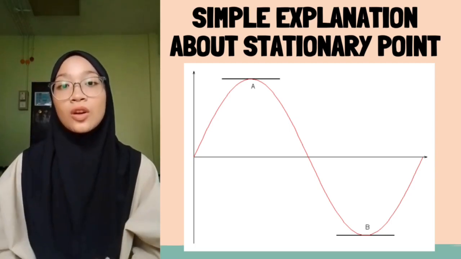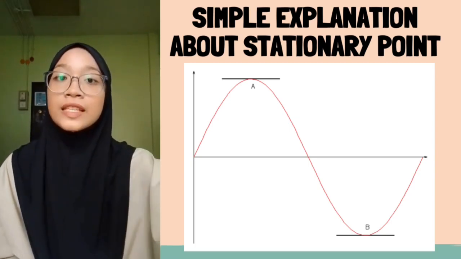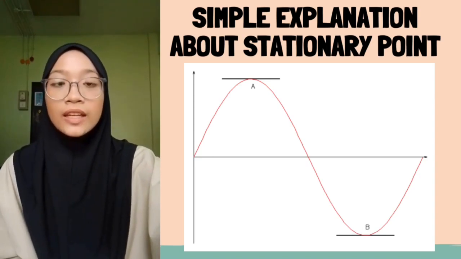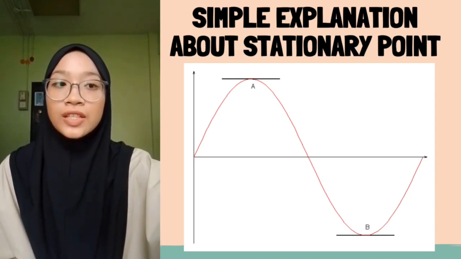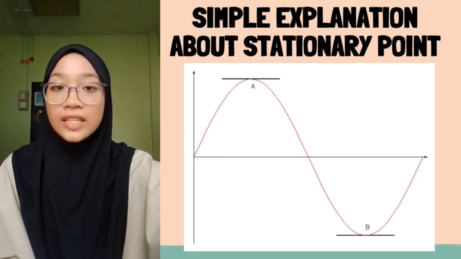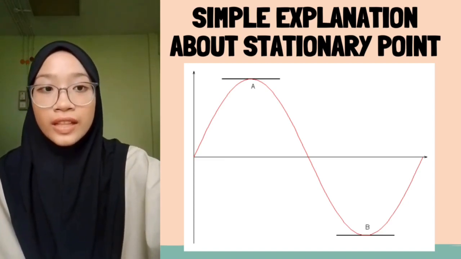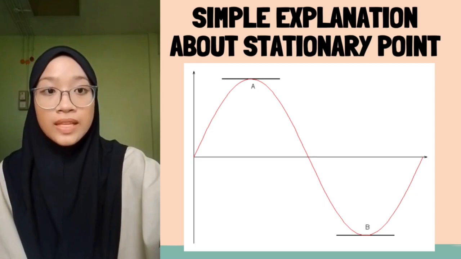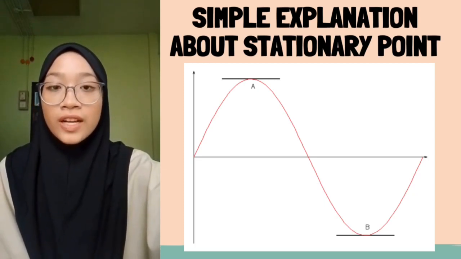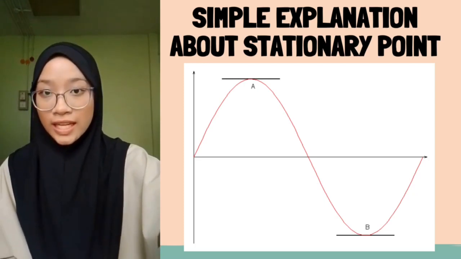There are two types of stationary point. First is maximum point. At the local maximum, the function reaches a peak and then begins to decrease. The derivative at the local maximum is 0 and the slope of the function changes from positive to negative.